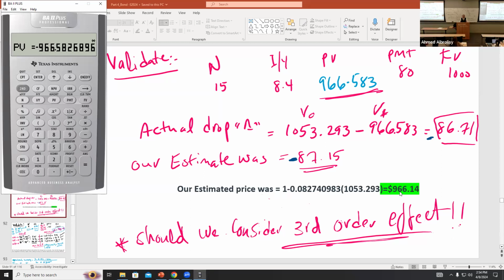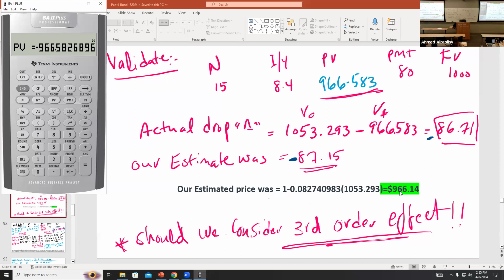You guys got that? But the convexity adjustment increased the price a little bit. So our estimate was that the price will drop by $86.71. But how much did it actually drop by? $87.15. Our estimated price was $966.14. The actual is $966.58. You guys get the actual? You know how I calculate the actual?